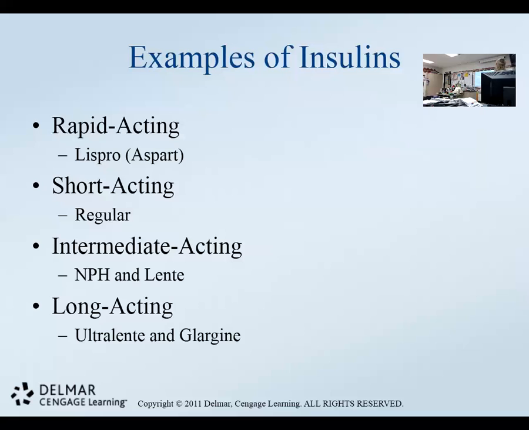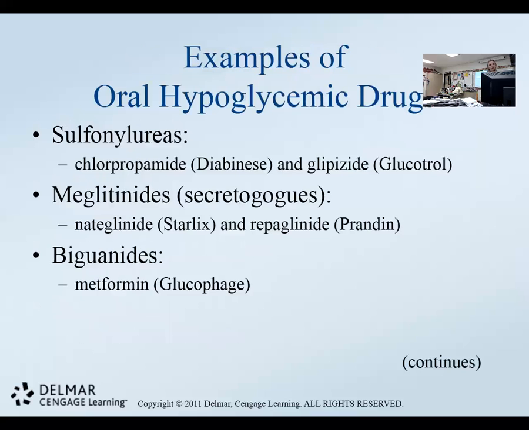NPH, or intermediate acting, is NPH and Lente. So you can mix regular and NPH together to give them something that will work now and later. And then long acting, Ultralente and glargine. I'm not sure if I'm saying that right, but there was another one we talked about the other day. There's lots of long acting. Lispro is not, obviously that's a really rapid one. Levemir is one that I think is a really long-acting one.